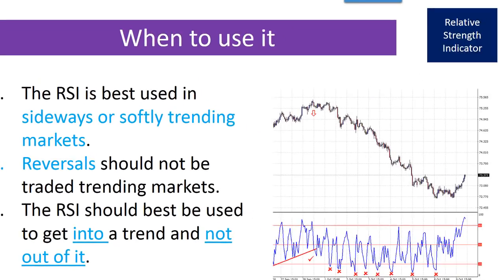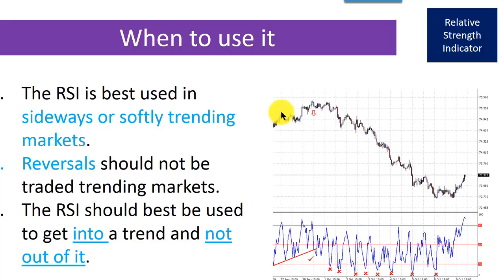So let's move on. The RSI is a momentum indicator and is best used in a sideways or softly trending market. It should not be used in strongly trending markets, as it will give a whole lot of false signals, as we will see later on. But you can actually use that to your advantage, so we'll cover that too. Reversals should not be traded in a trending market. So in other words, when the market's trending, don't trade against the trend. As simple as that. And the RSI should be used to get into trends and not out of trends.